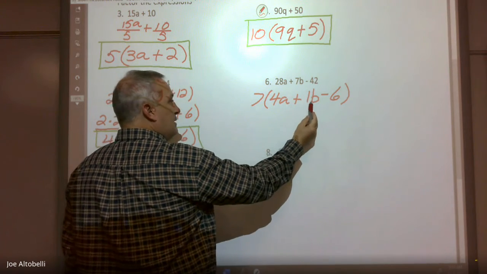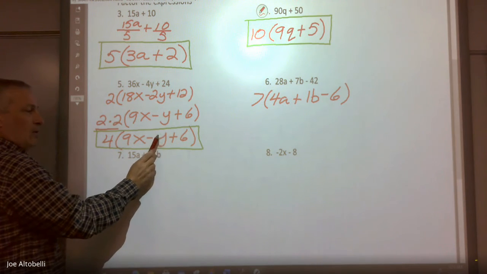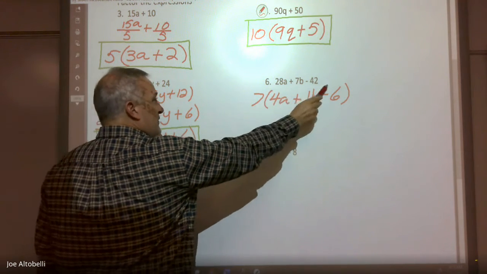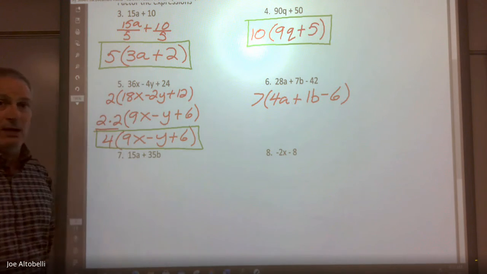This time I wrote 1b instead of just b. You can write just y or 1y. 7 goes into all 3 numbers, so 7 will be factored out.